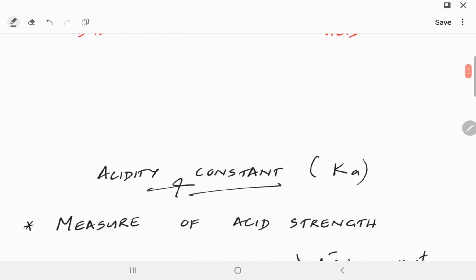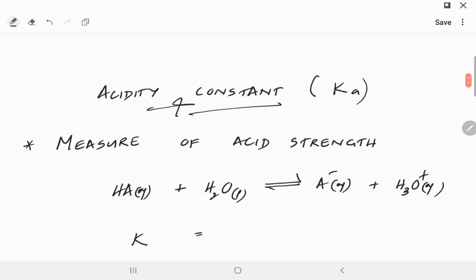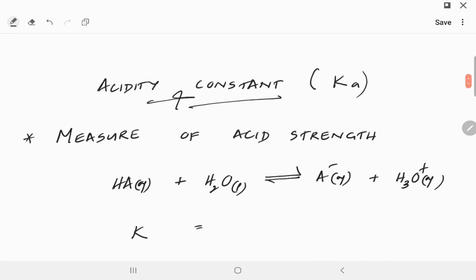All right, so the next thing that we are going to talk about is the acidity constant, which is also known as Ka. The important thing about Ka is that the acidity constant is important in measuring acid strength. If you have an acid, you want to know whether it's a strong acid or a weak acid, or how strong your acid is. So Ka will basically give you a measurement of the strength of your acid.